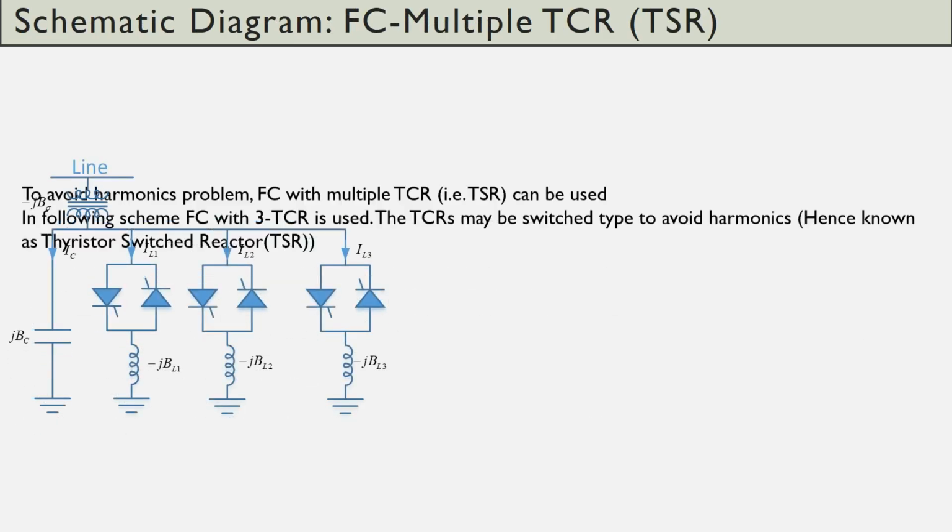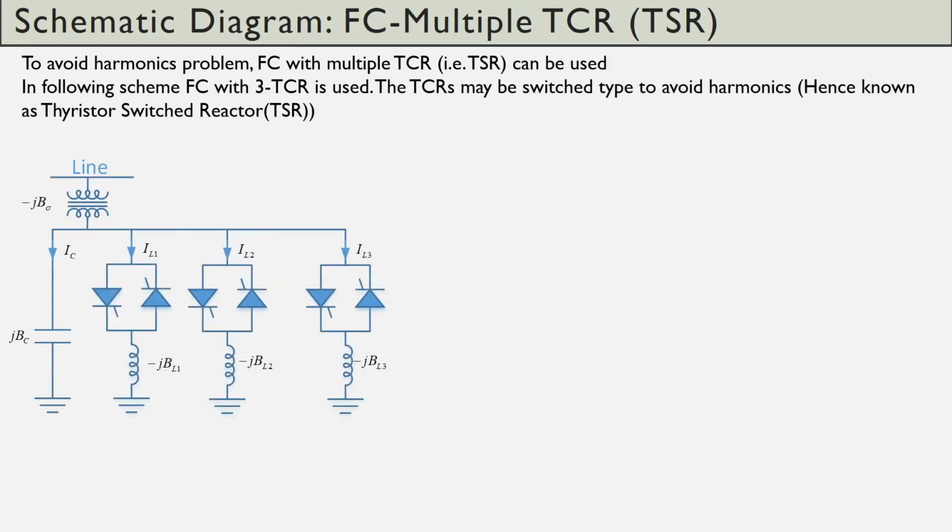Then there is one solution to handle the harmonics. Instead of connecting one single TCR, connect multiple TCRs, and it is switched type. Instead of giving the firing angle varying from alpha to 180 degree, it is switched on or off at alpha equal to exactly 90 degree or exactly 180 degree. At that time the TCR is also known as the TSR, that is thyristor switched reactor.